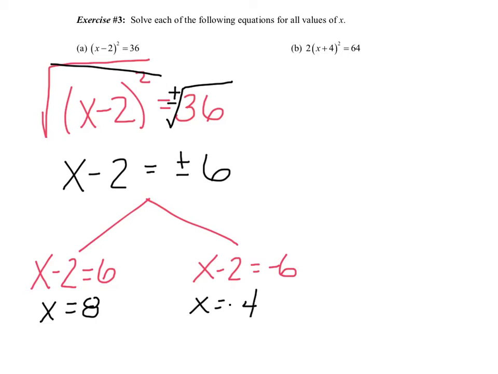Now lastly, every time I solve an equation, I need to check. All right, that's our big theme this year. So let's take 8 and let's check. Make sure it goes back to the original. 8 minus 2 is 6, and 6 squared is 36. That checks. Let's check negative 4. Negative 4 minus 2 is negative 6. Square that, and you get positive 36. So that checks as well. So my two solutions are 8 and negative 4.